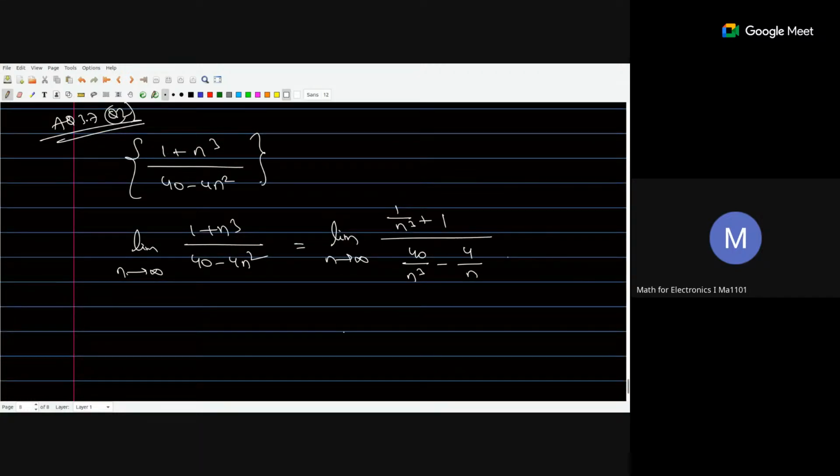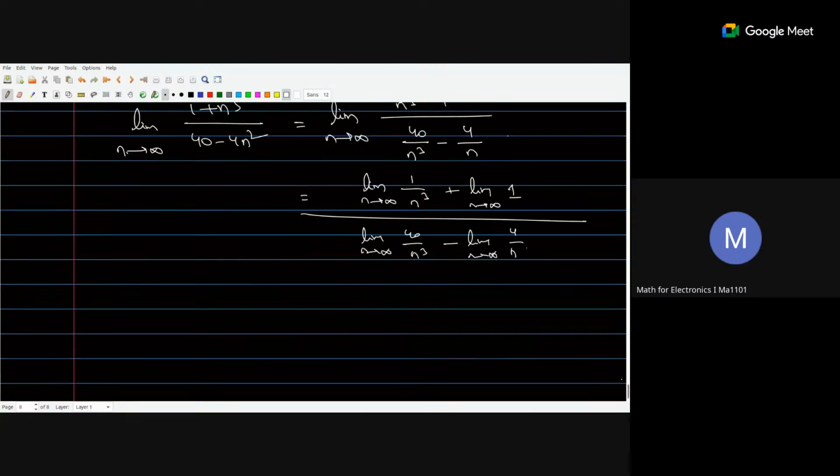Is this clear? Yes, sir. Now I can take limits onto numerator and denominator separately. So limit n tends to infinity 1 by n cube plus limit n tends to infinity 1, divided by limit n tends to infinity 40 by n cube minus limit n tends to infinity 4 by n. Right? Now tell me what will happen to each of the limits.